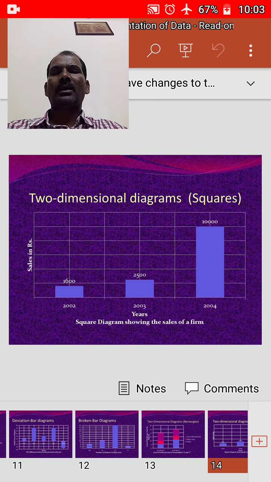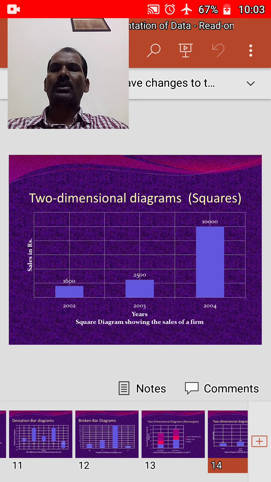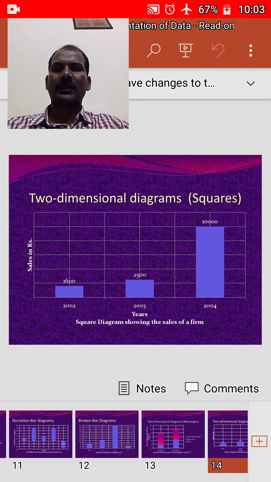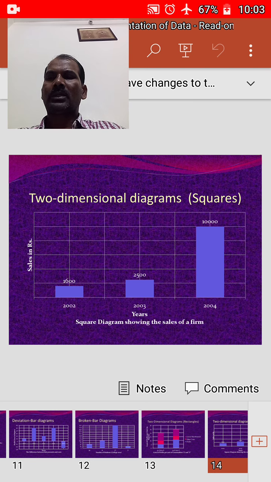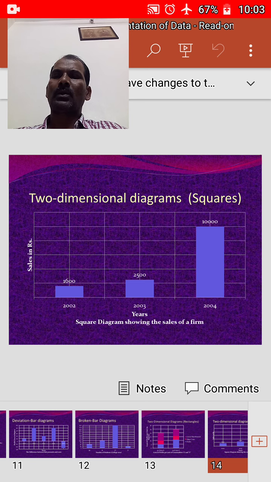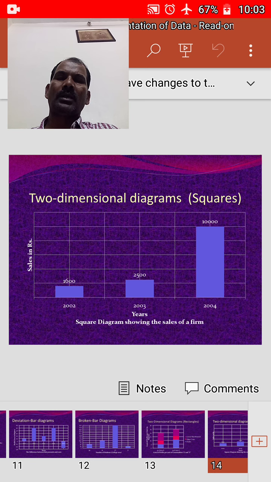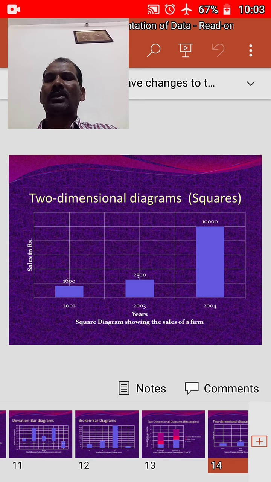The side of the square diagram will be determined by the square root of the value to be represented, and the size of the side of the various squares shall be proportional to the square roots of the various quantities to be presented. Here years are 2002, 2003, 2004, sales 1600, 2500, 10,000. The square root will become 40, 50, 100. If we take the square root of sales, we will get 40, 50, 100 respectively.